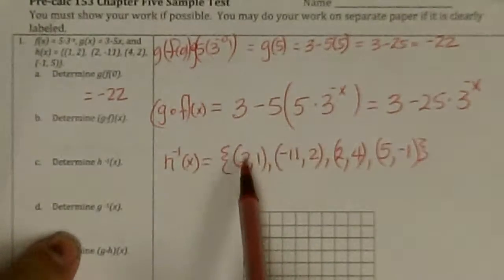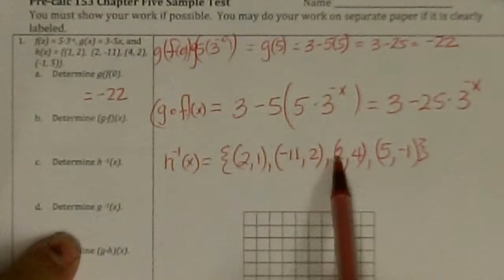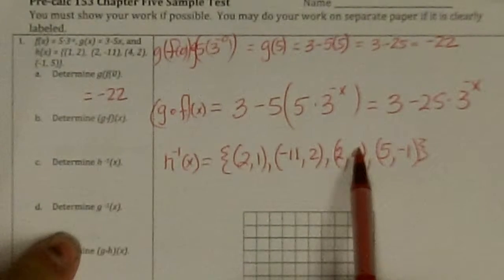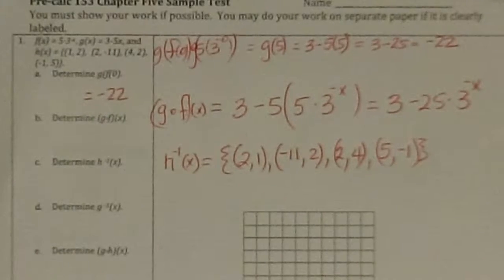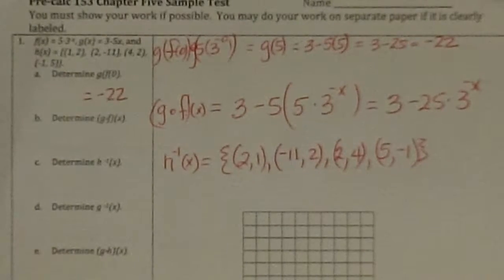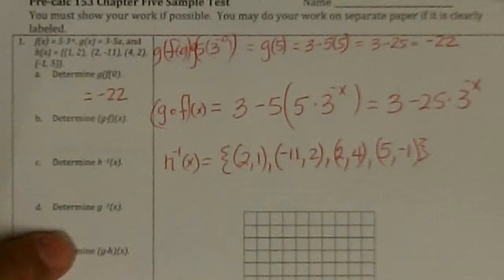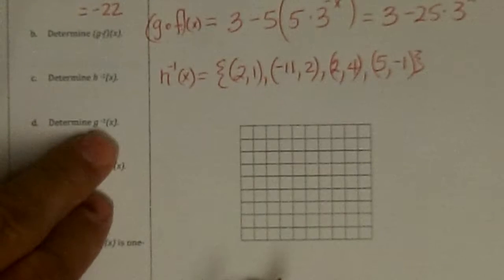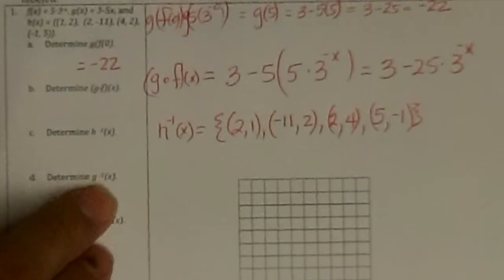Now it turns out this is not a function because now we have 2 going to 1 and 2 also going to a 4. So h did not pass the horizontal line test, so the inverse isn't a function. Now let's find the inverse of g.